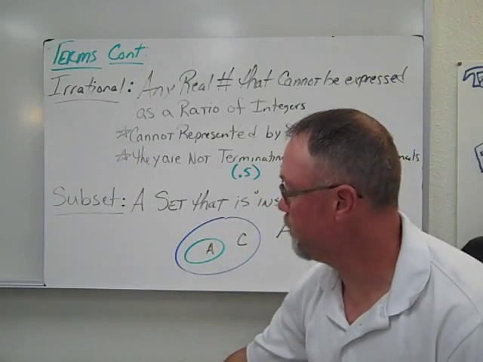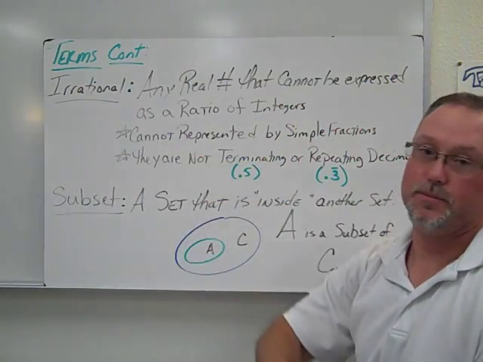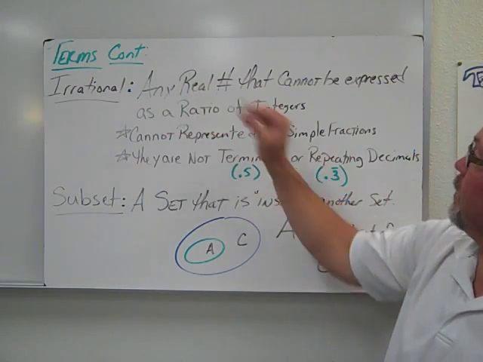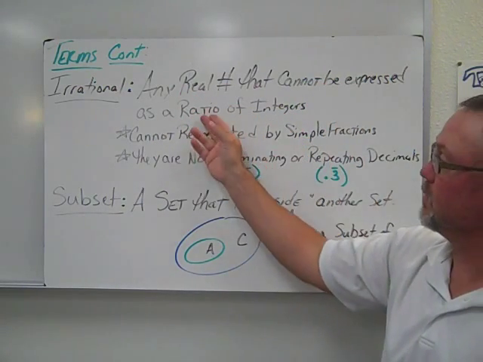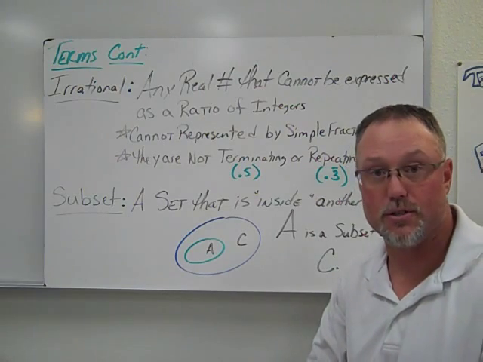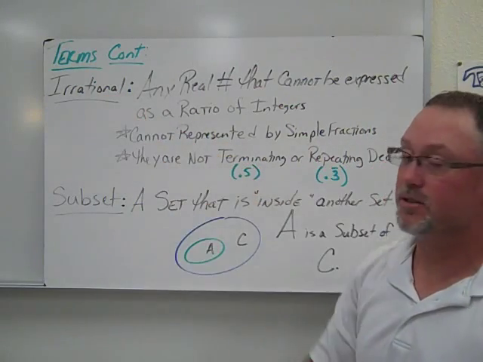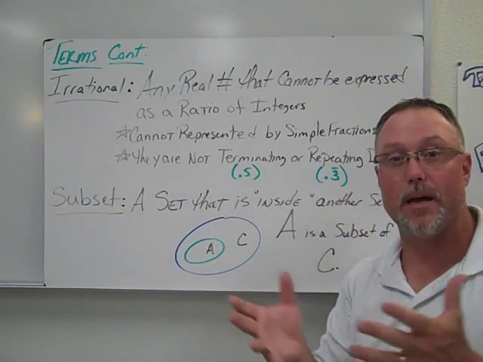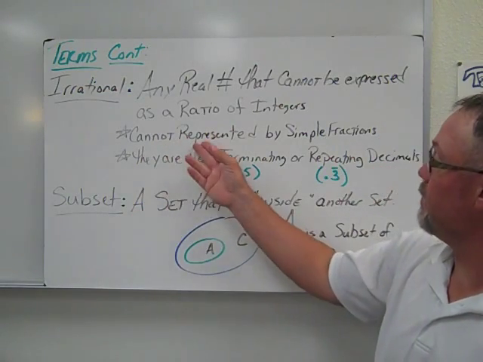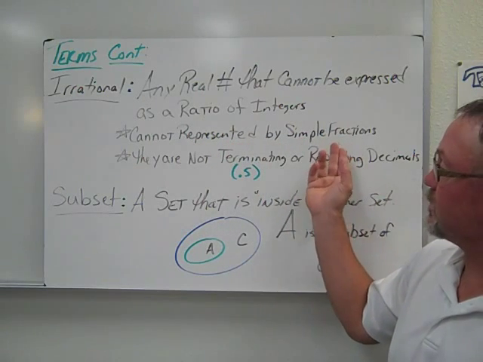A couple more. Irrational. Any real number that cannot be expressed as a ratio of integers. Another word for ratio is fractions. So irrationals are kind of the crazy numbers, the ones that we won't really work with, but you have to be able to identify them. They cannot be represented by simple fractions.